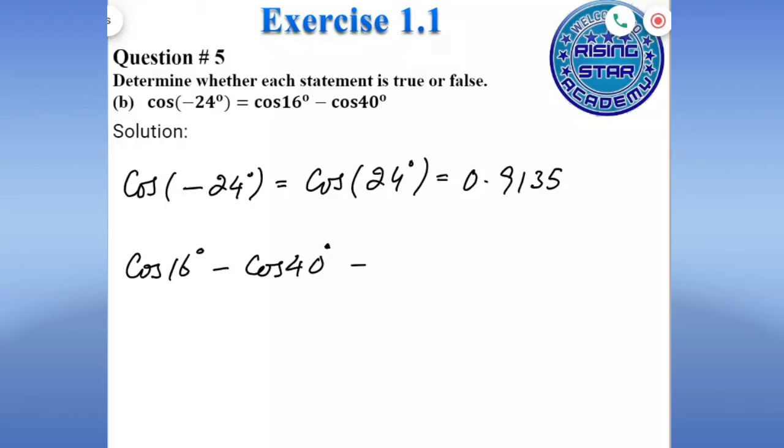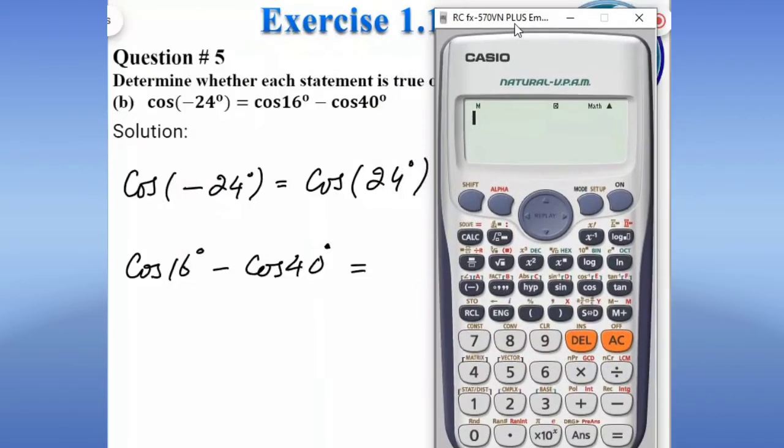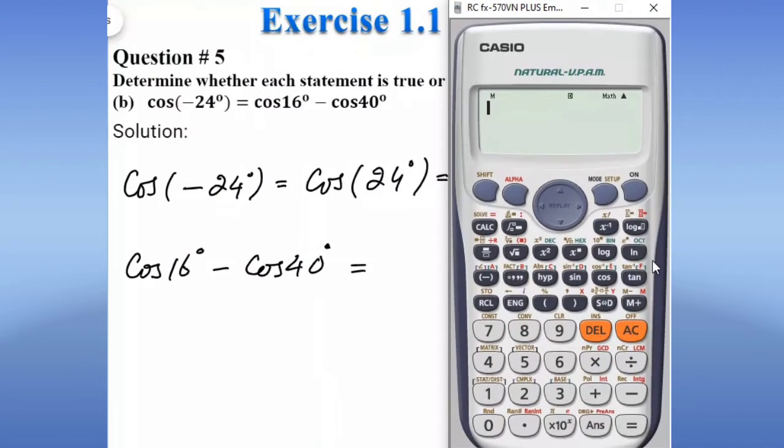So we will use the calculator to simplify the answers. So here we will find cos of 16. So cos of 16, that is 0.9613 minus cos 40. So cos of 40 degree, that is 0.7660. You can fix your calculator up to 3 or 4 decimal places.